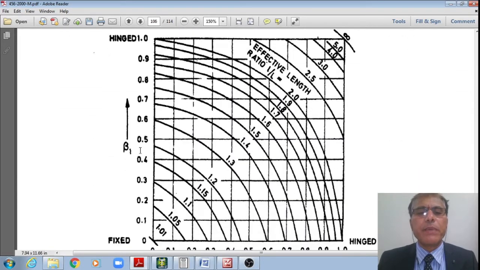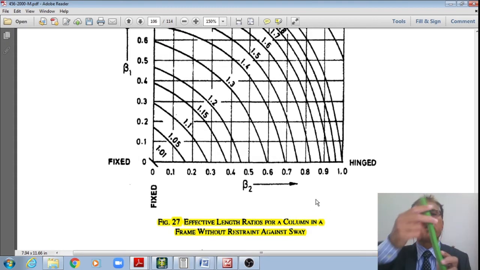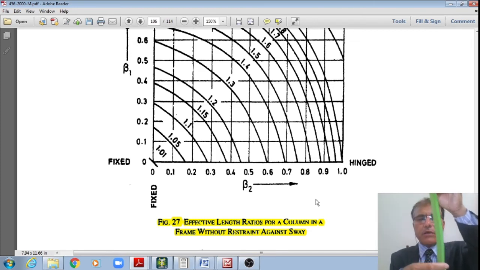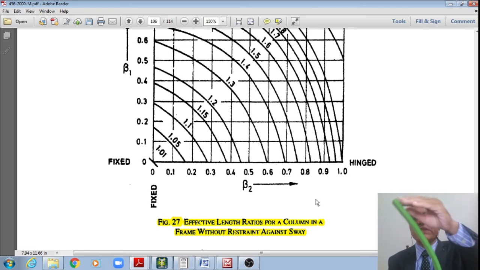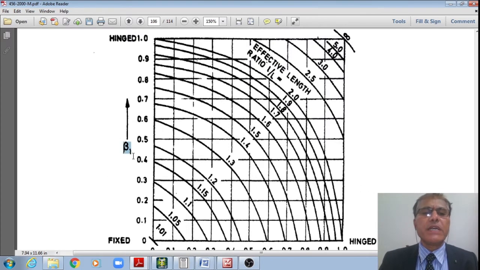Let us revisit that page now. This is our figure 27, effective length ratios for a column in a frame without restraint against sway. I'm assuming that even wind load will act on this, because I'm not analyzing for the wind. Therefore, wind load will also act on this frame, and obviously it will sway. Obviously, at the bottom a hinged support is given, so it will sway, student, right? Therefore, with that assumption, now I need to calculate what beta 1 and beta 2 are.